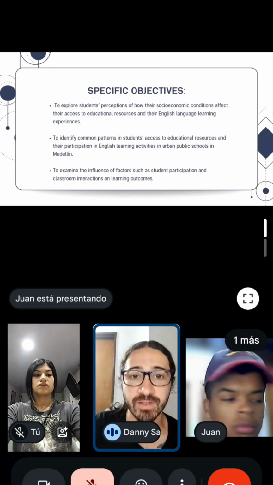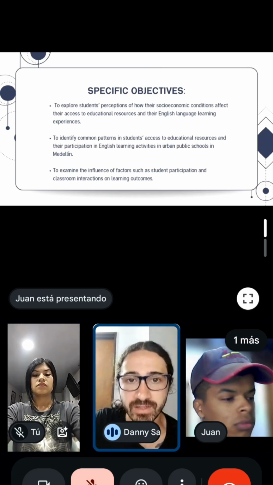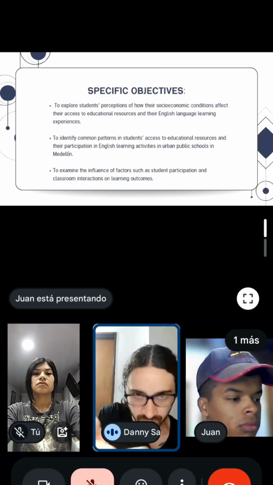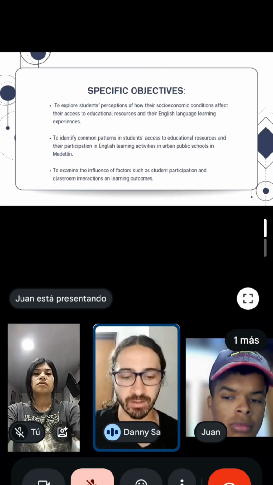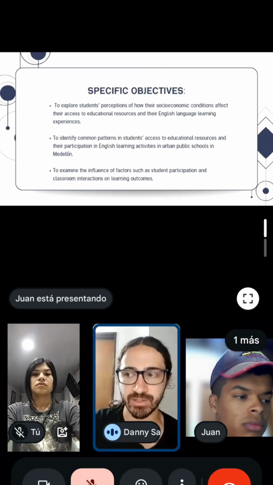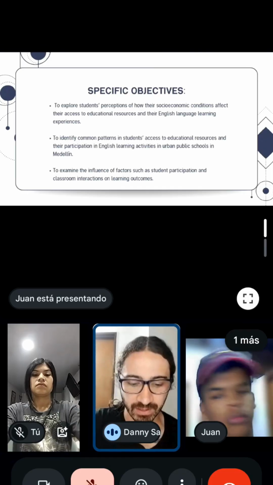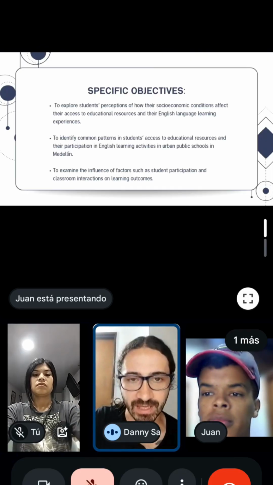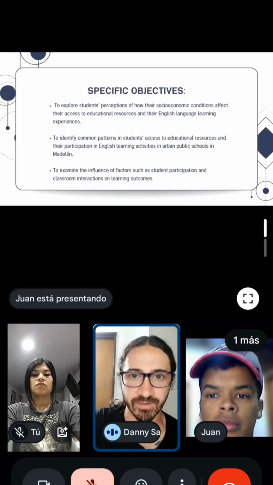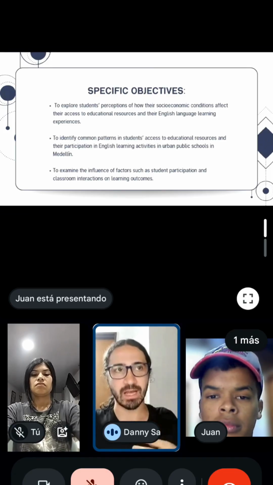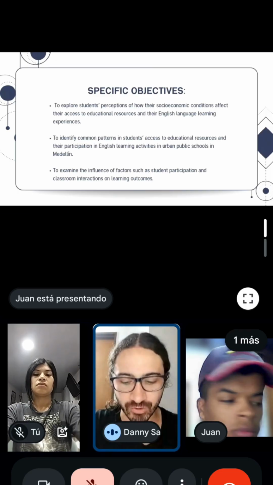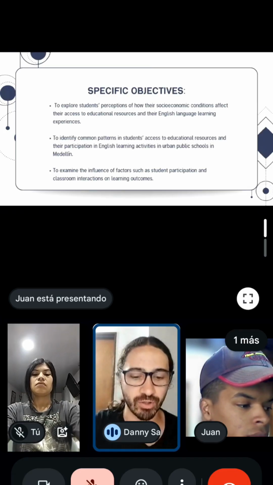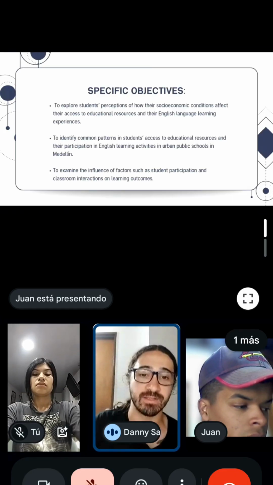The second specific objective is to identify common patterns in student actions and so on. You can see that on the screen. And why did we choose this verb for this specific objective? It is because our intention is to find recurring trends or patterns or similarities among students.